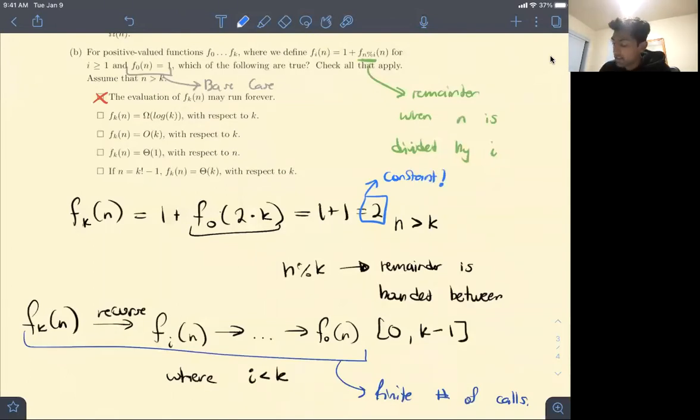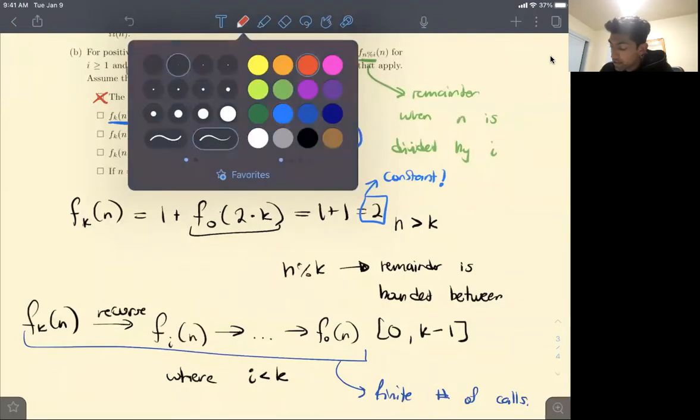So we know that in the best case, the runtime of f_k of n is theta of 1. It's constant time in the best case. Because of that, this is not an accurate bound, because f_k of n can be faster than log of k. So that's also false.